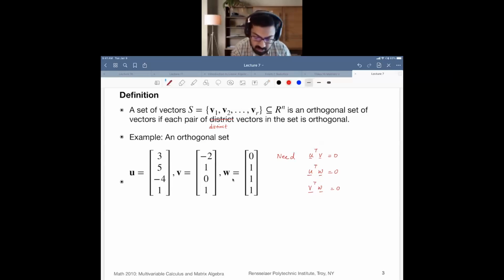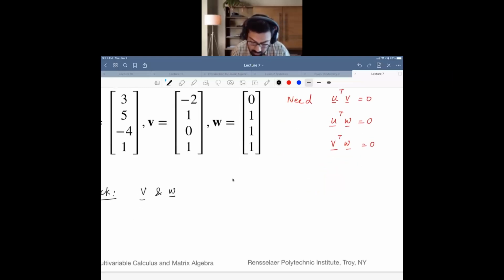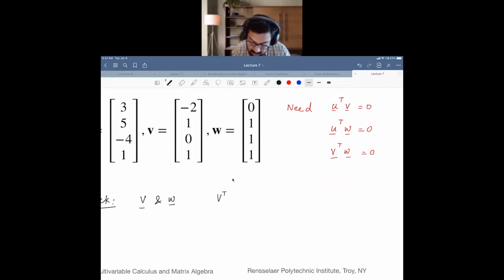So we can quickly check one of them. So let's check v and w, right? What is going to be the dot product over there? So we are trying to find out whether v transpose w gives you a zero or not, right? So let's check that. We can just multiply negative 2 times 0 plus 1 times 1 plus 0 times 1 plus 1 times 1. You have got what? 0, 1.